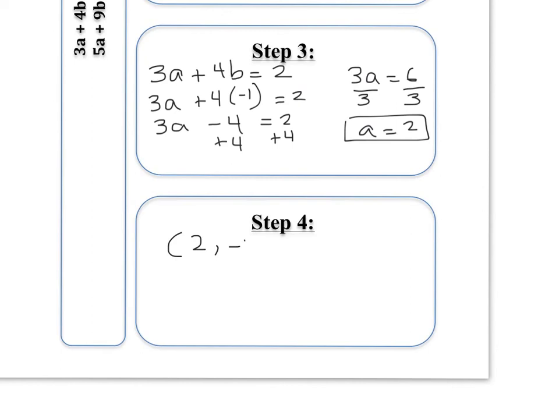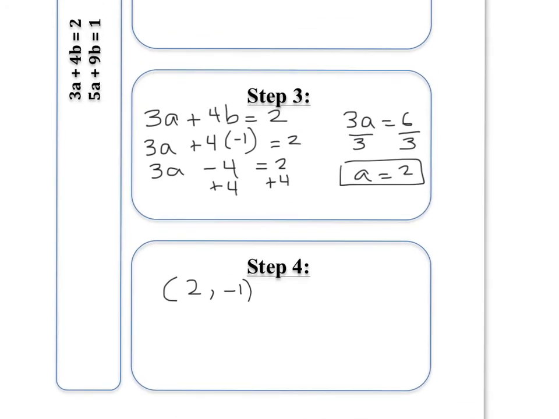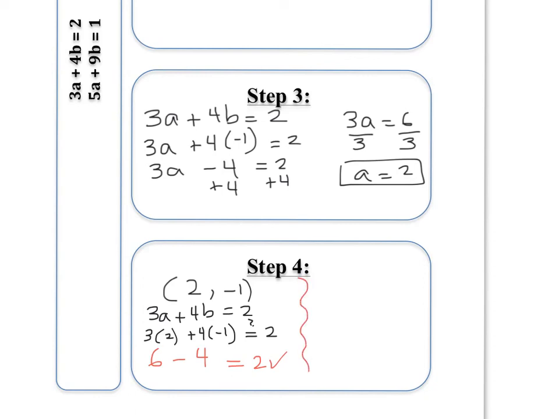Now remember, always plug in both equations to check your solution. So let's go ahead and do that. So a is 2 and b is negative 1. And I need to check if that's going to give me 2. 3 times 2 is a 6. 4 times negative 1 is a negative 4. So 6 minus 4 is equal to 2. So yes, it works for the first equation.